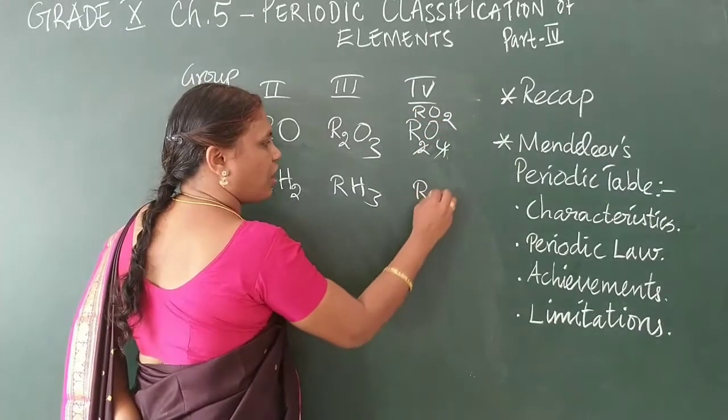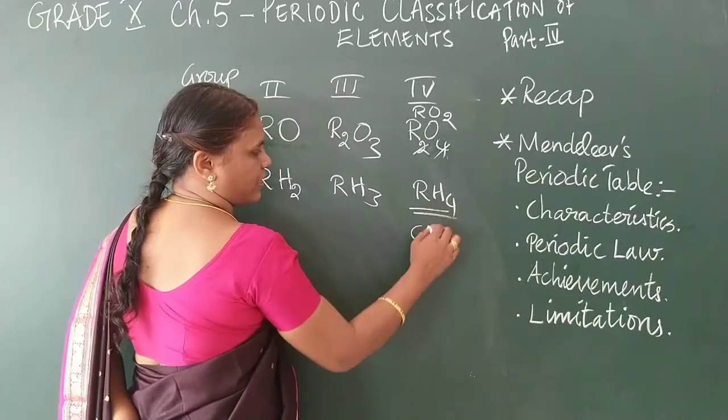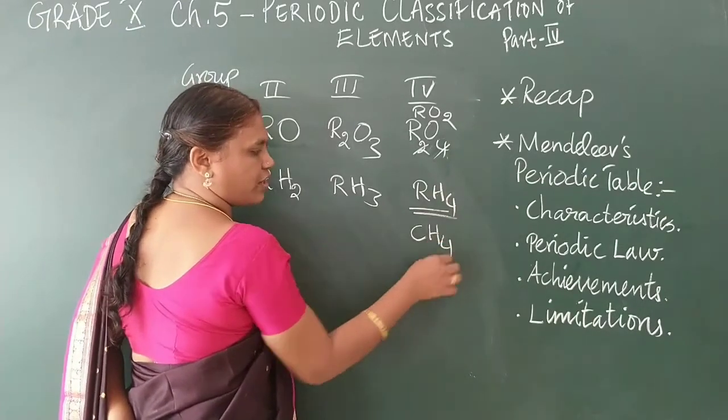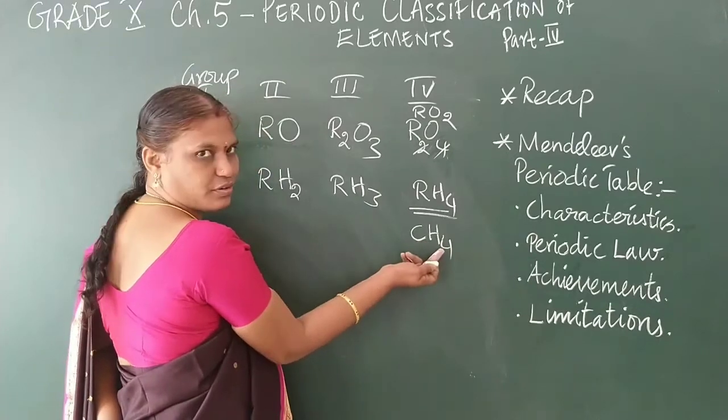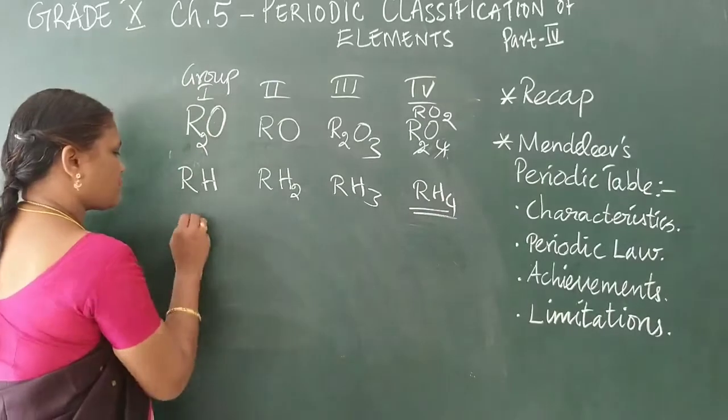Here RH4. You can see, for example, carbon: when it is forming a bond with hydrogen, it will be RH4. Am I right? That is why the general formula is. Then what is the fifth group?